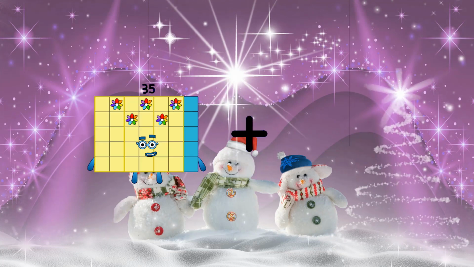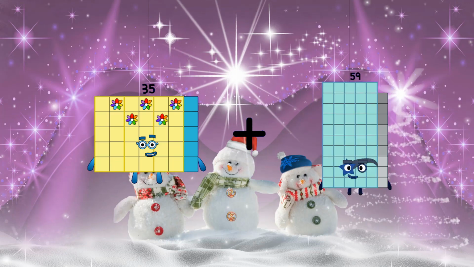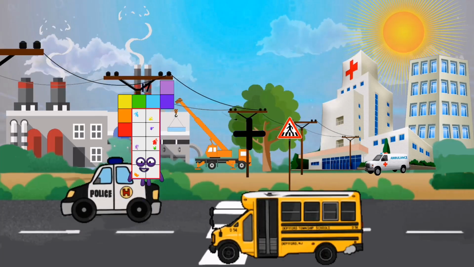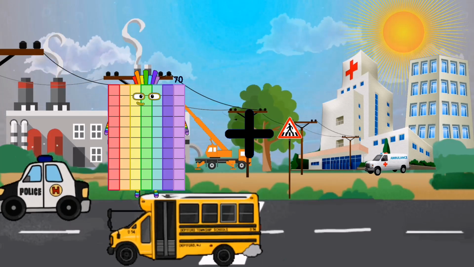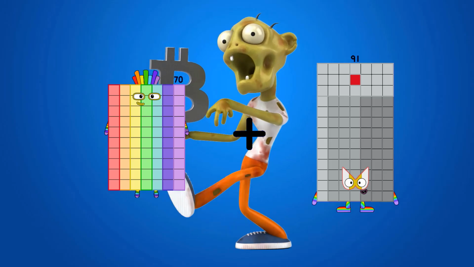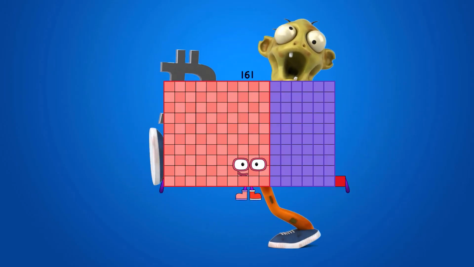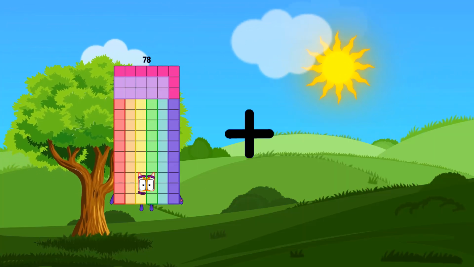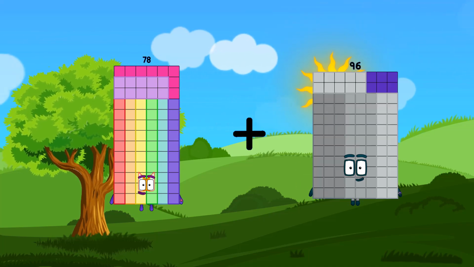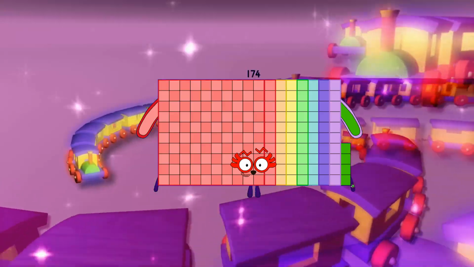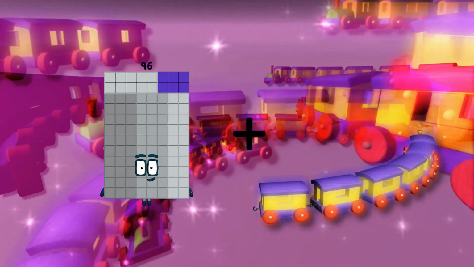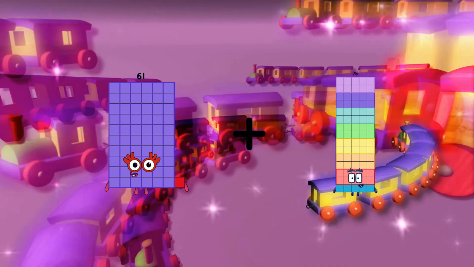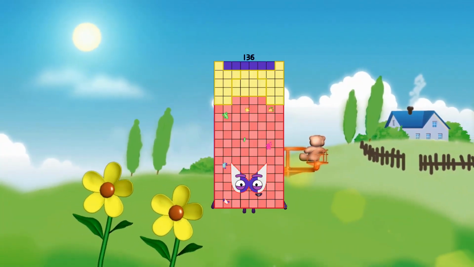35 plus 91 equals 126. 70 plus 91 equals 161. 78 plus 96 equals 174. 61 plus 75 equals 136.